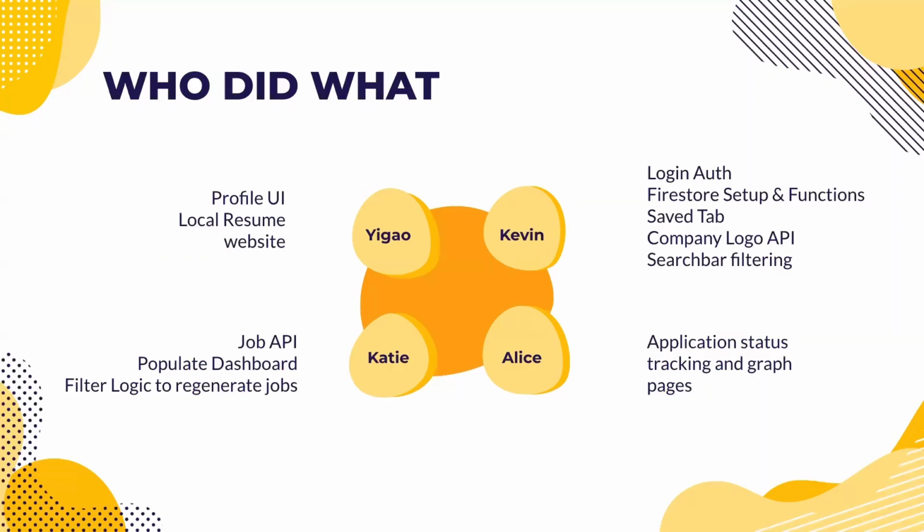In detail, Kevin did the job of logging, authentication, Firestore setup functions, and save tab, company logo API, as well as the search bar filtering. Alice did the job of application status tracking and graph pages. Katie took over job API, populate dashboard, and filter logic to generate jobs. Yigal did the job of profile UI, local storage, and the website.